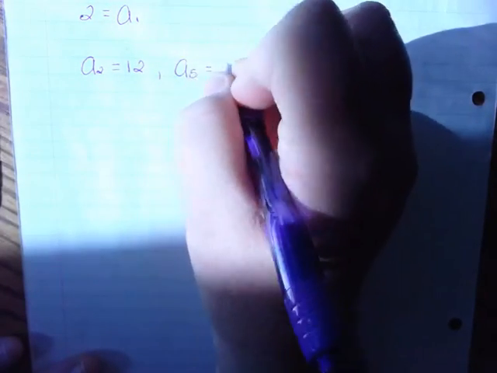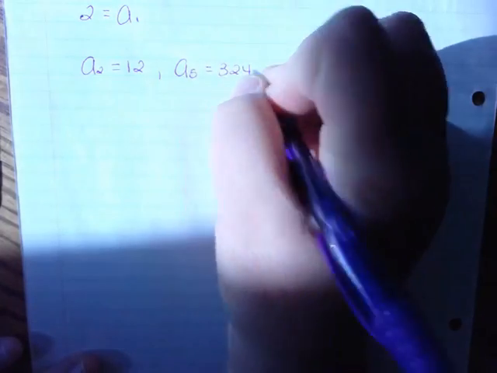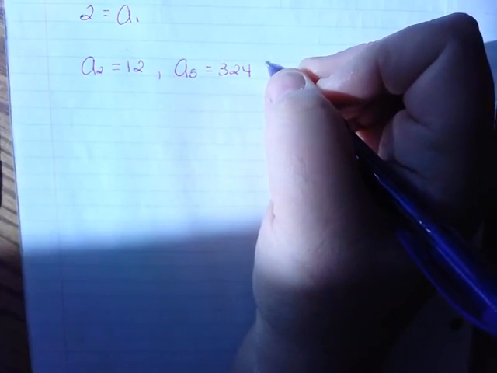Our next example is, what if we're given two random terms and not given r? For this example, we're given a sub 2, which is equal to 12, so we're given the second term, and a sub 5, which is equal to 324. So we're given the fifth term.